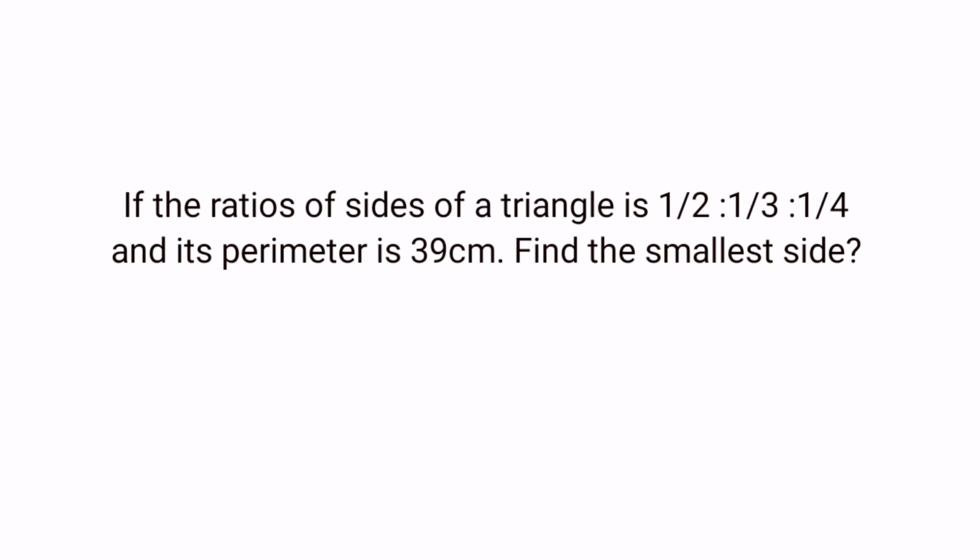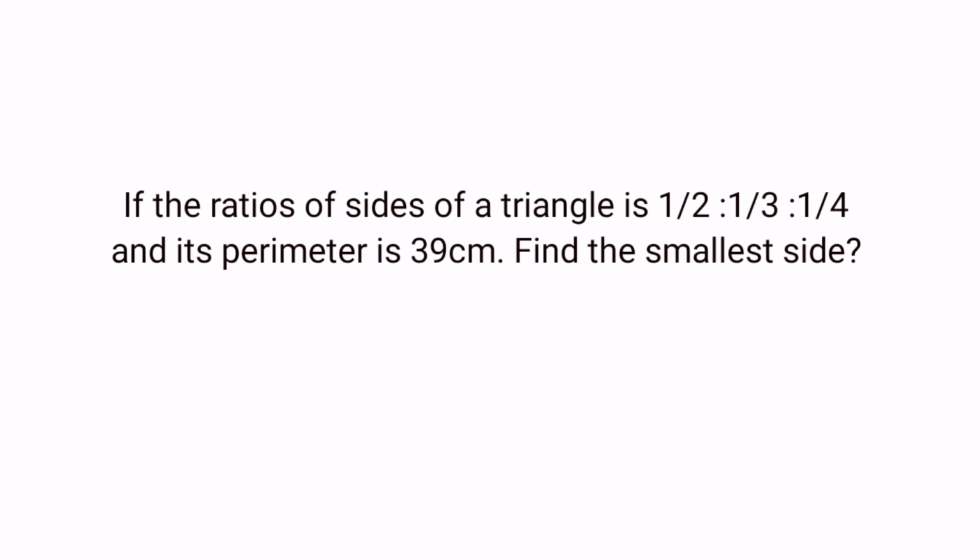Next question: if the ratios of the sides of a triangle are 1 by 2 is to 1 by 3 is to 1 by 4 and its perimeter is 39 centimeter, find the smallest side. So here in this question, the ratio of the sides of a triangle is given as 1 by 2 is to 1 by 3 is to 1 by 4. But it is given as the ratios of fractions. To make the calculations easier, you have to convert that to a whole number.